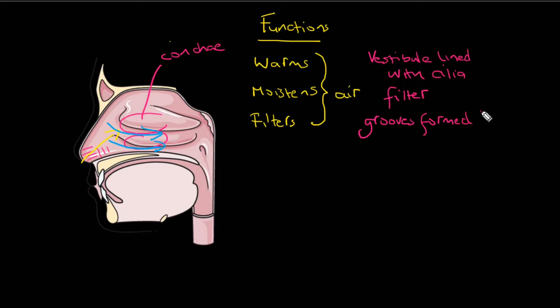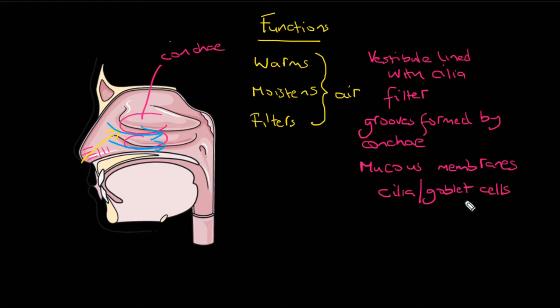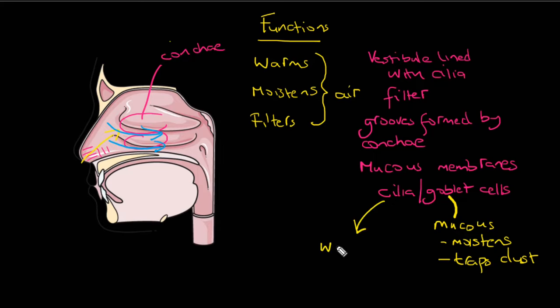So we have grooves formed by conchae and mucous membranes. And these mucous membranes contain capillaries and epithelial cells with many cilia and goblet cells. So the mucous membrane has got cilia and goblet cells. The goblet cells create mucus, which moistens the air and traps dust particles. So it traps dust.